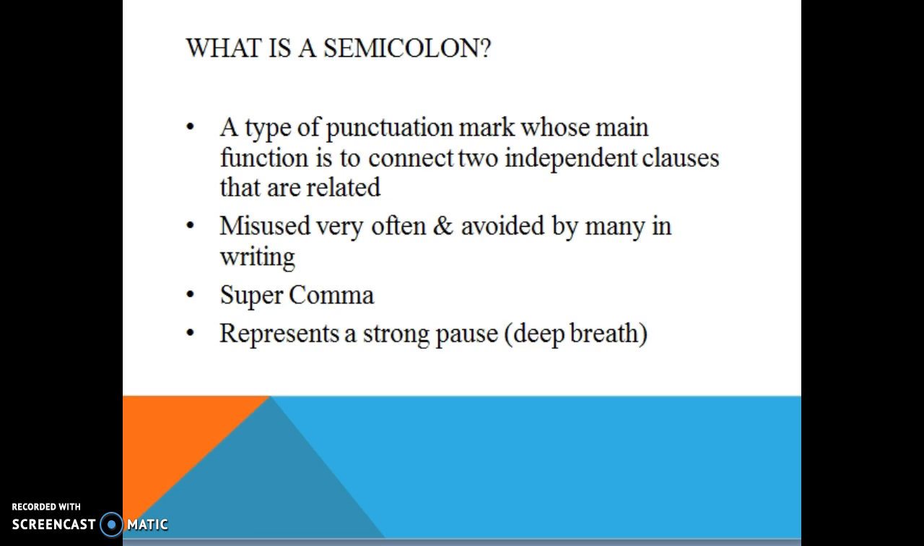Semicolons are not considered a popular type of punctuation mark due to their complexity, and they are often misused and avoided by many in their writing. The purposes that semicolons and commas serve are very similar, so much so that semicolons are sometimes referred to as a super comma. The same way commas represent a pause within your writing, semicolons represent a strong pause, or a deep breath, within your writing.